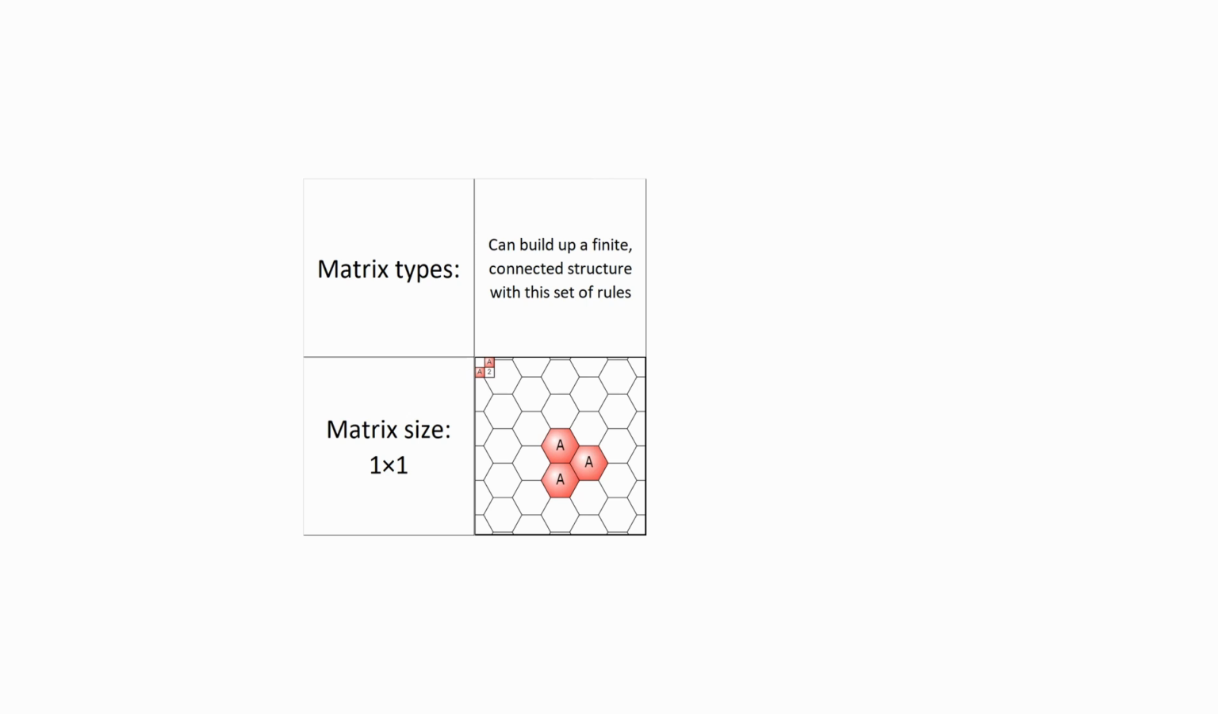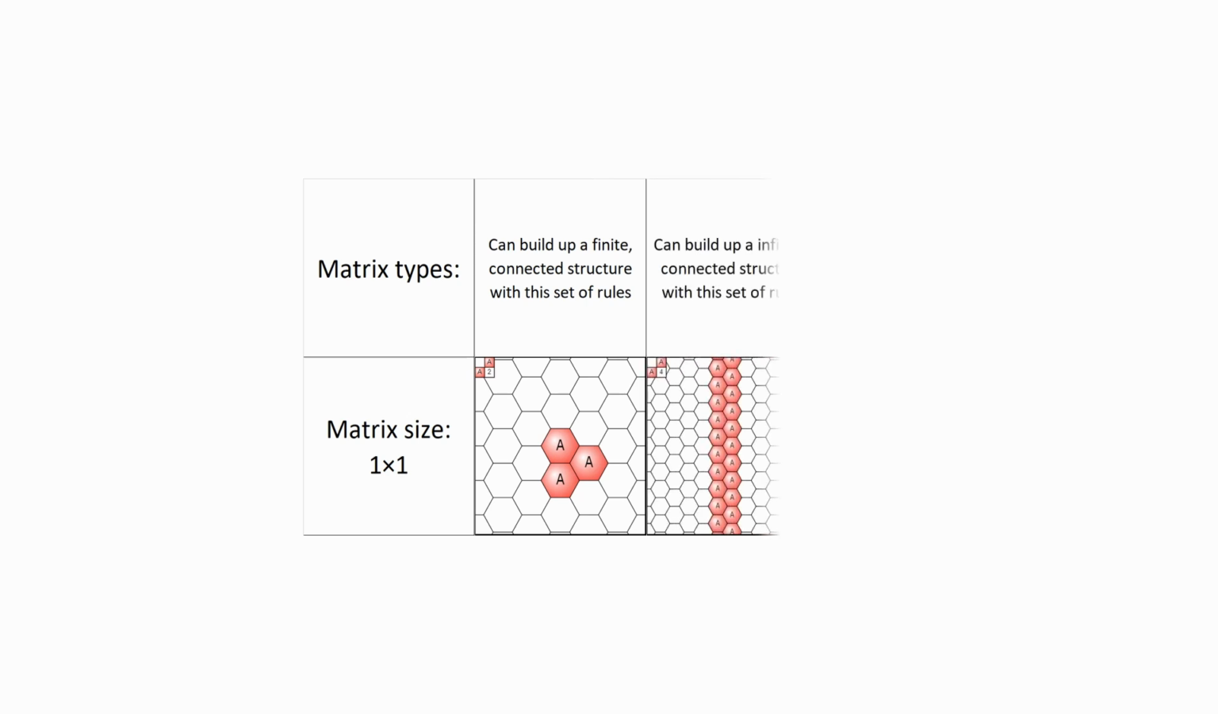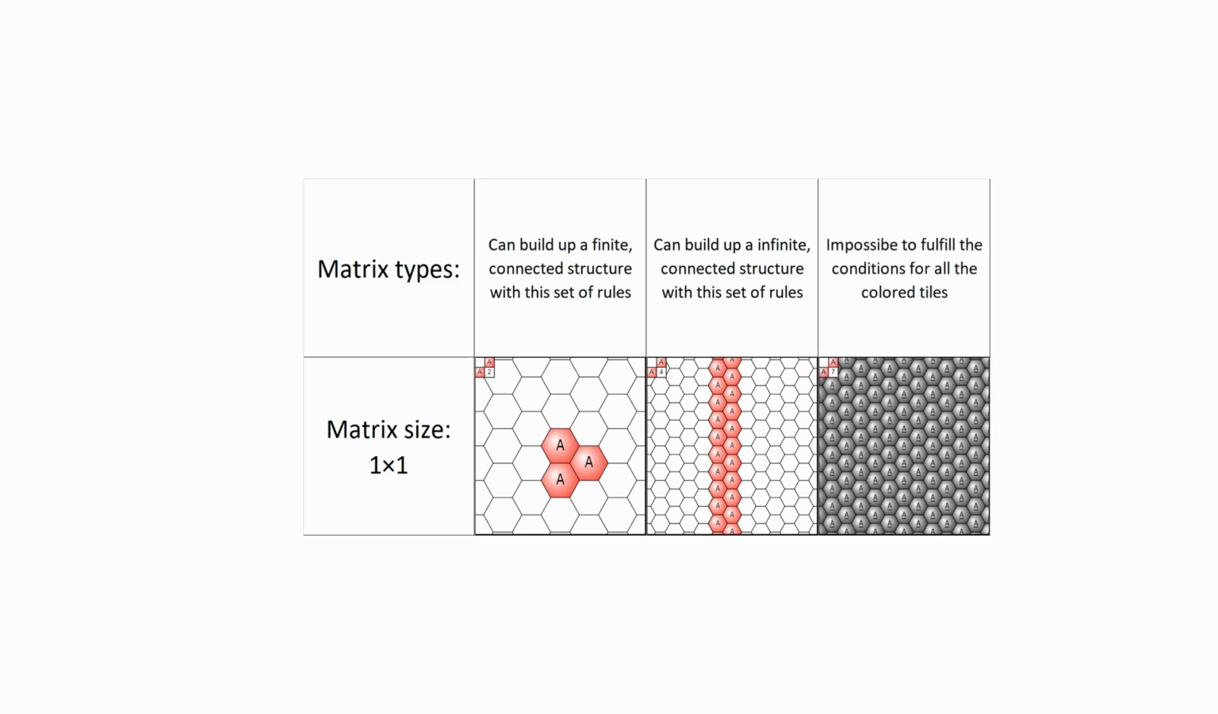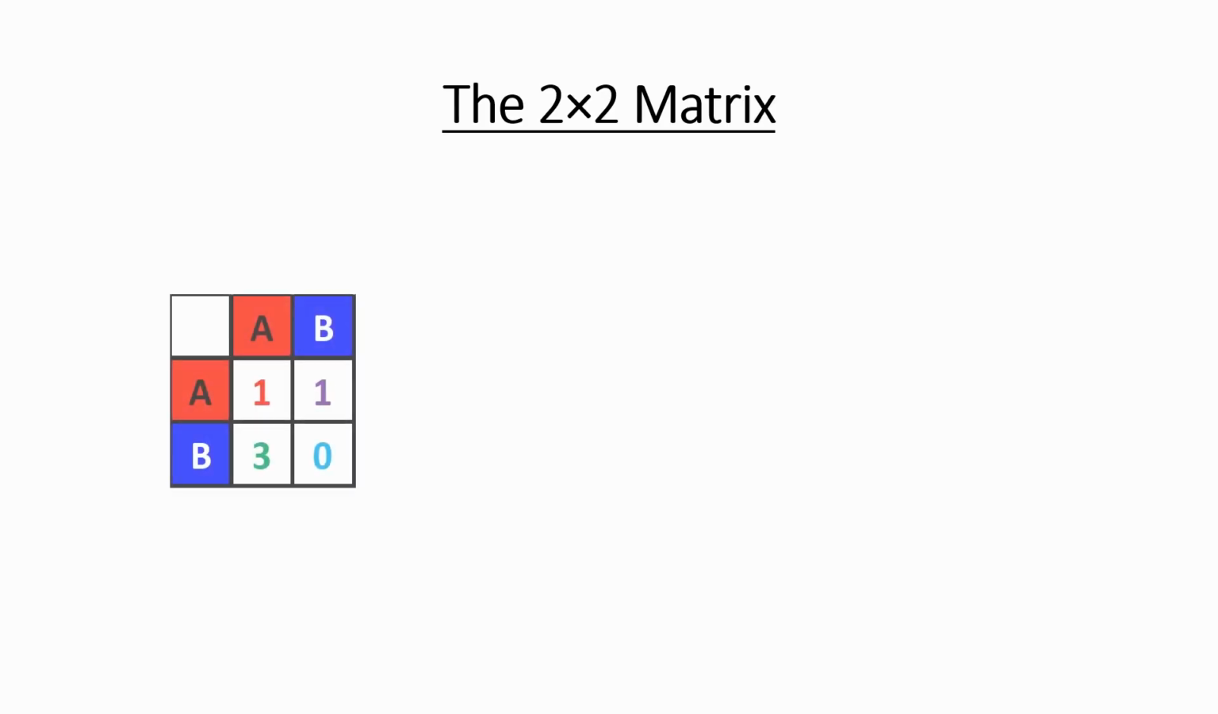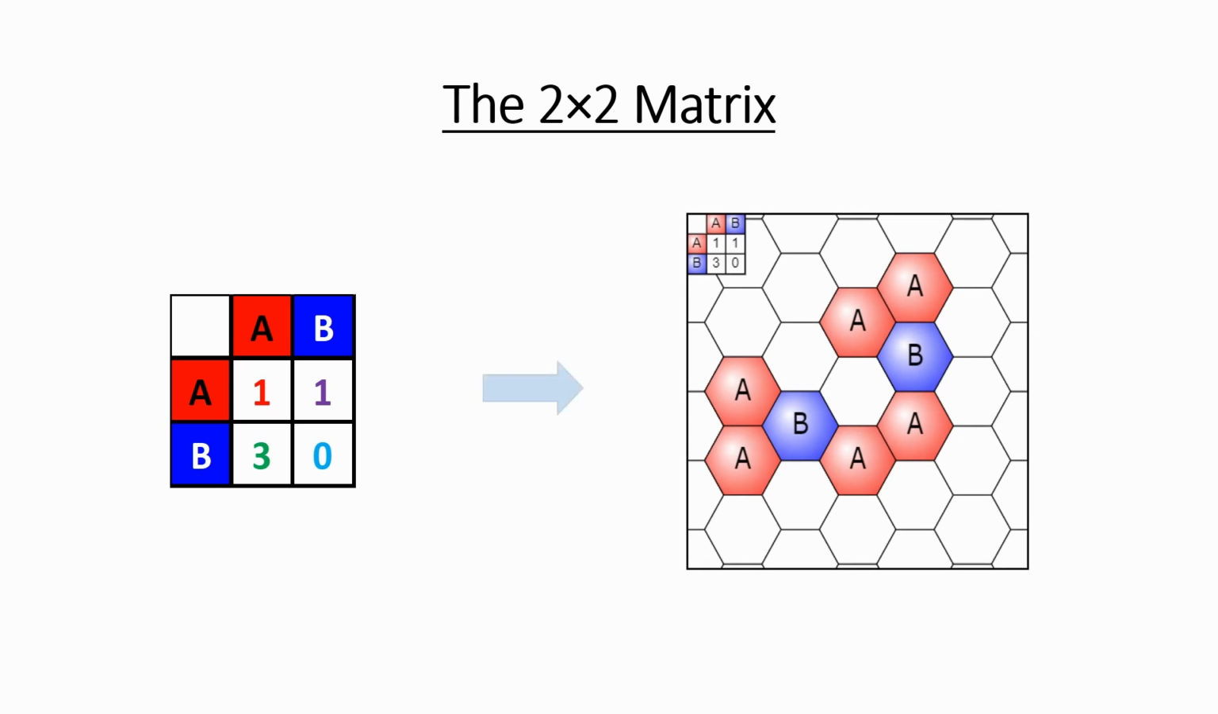Coloring matrices that can create finite connected structures. Others can describe infinite structures. And coloring matrices that contain unsatisfiable conditions. Now, let's move on to 2 times 2 matrices. Each matrix essentially describes one possible permutation of relationships between the colored tiles.